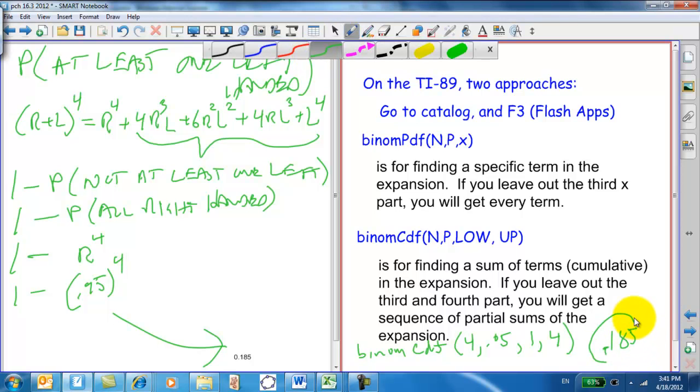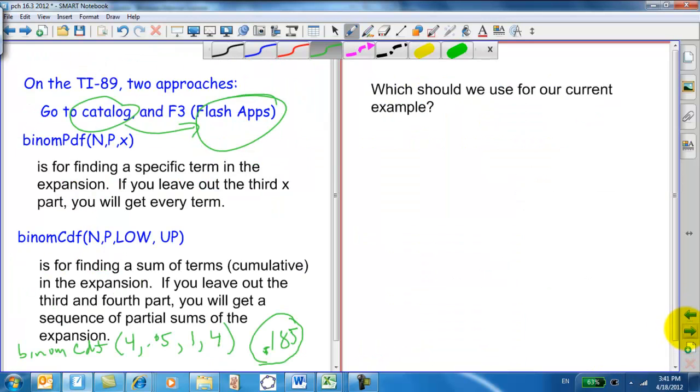Now remember, this is in Flash apps. After you go to the catalog, then you have to go to Flash apps. And if you don't have those Flash apps, some of these come with the stats applications, and I can get those onto your calculator. So we talked about that for the current example.